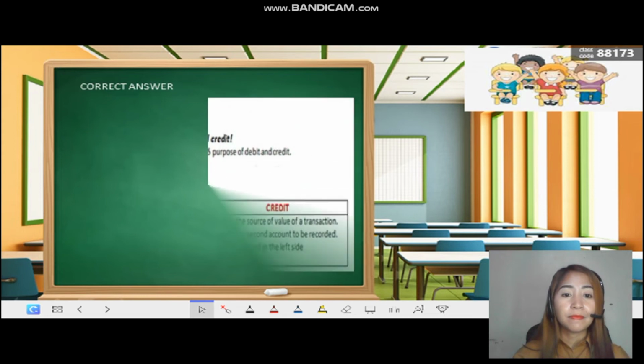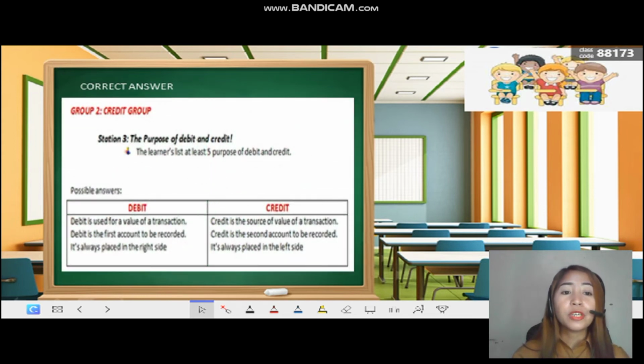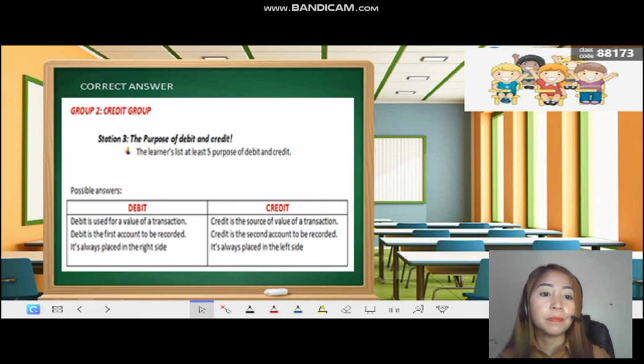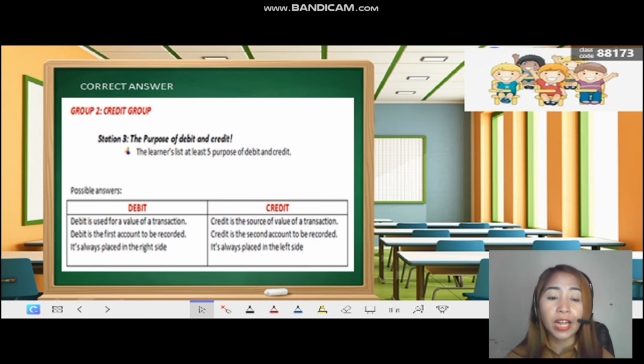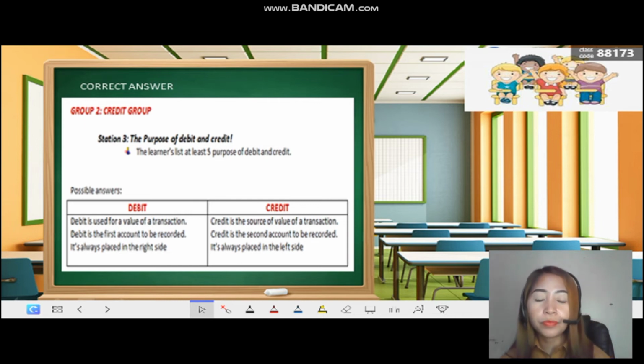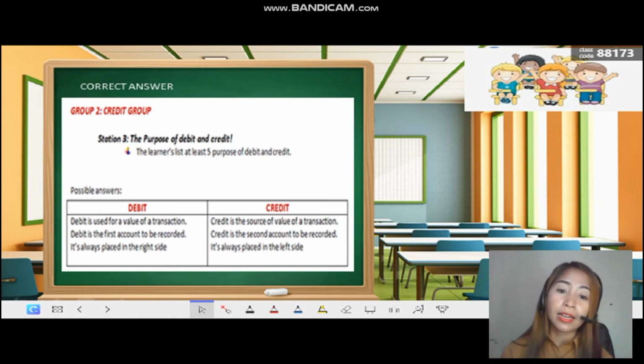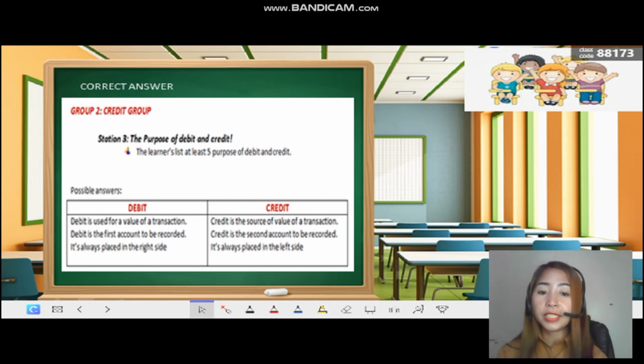Next, for group 2, the credit group. For station 3, the purpose of debit and credit. So your answer for debit is used for a value of transaction. Debit is the first account to be recorded. It's always placed in the right side. And for credit is the source of value of instruction. Credit is the second account to be recorded, and it's always placed in the left side.